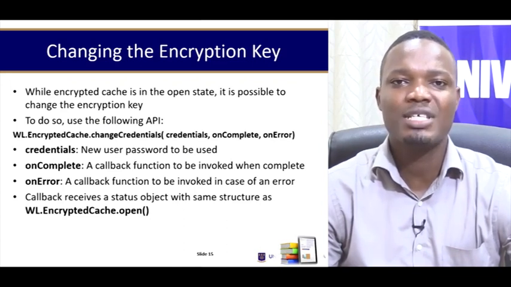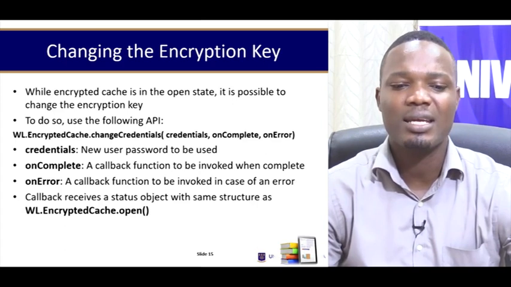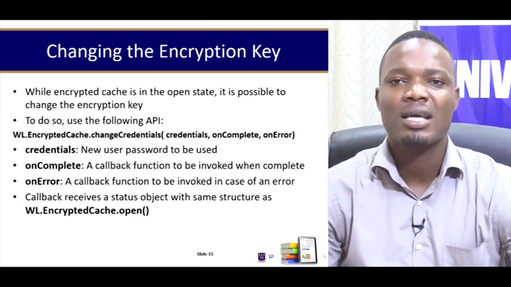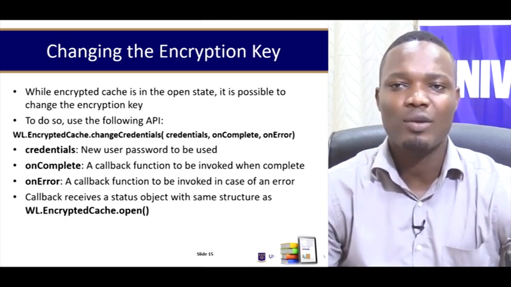Also, you might want to change the encryption key. Now, while the encrypted cache is in the open state, it's possible to change the encryption key. To do so, you would have to use the following API. You would use the WL encrypted cache.change credentials, passing in the new credentials, and then also a callback for when it's successful and then when it fails.